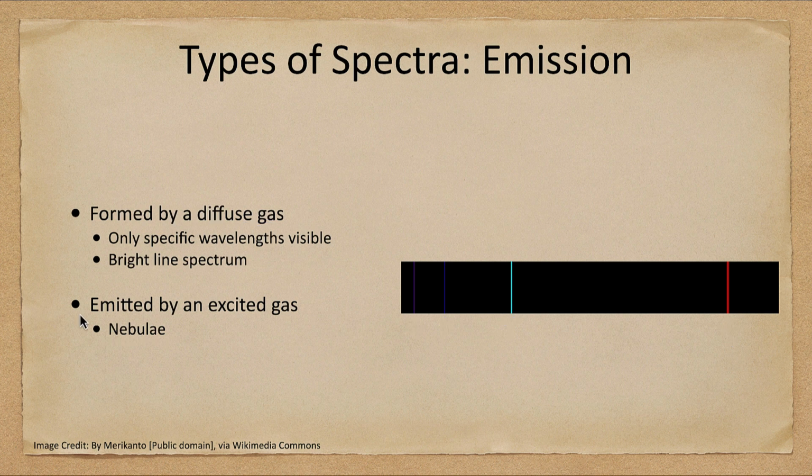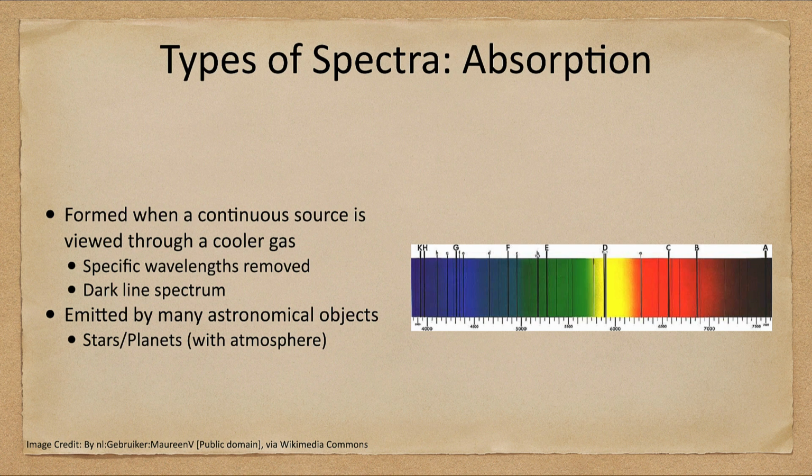Now, the third type of spectrum is an absorption spectrum. We see this is formed when a continuous source is viewed through a cooler gas. So it's kind of a combination type thing. And we see specific wavelengths removed. So we have an underlying continuous spectrum with very specific lines that are removed that, again, tell us what the objects are made up of. So things like this line happens to be sodium. These happen to be calcium. The others are other elements that are present in the sun and in other stars.